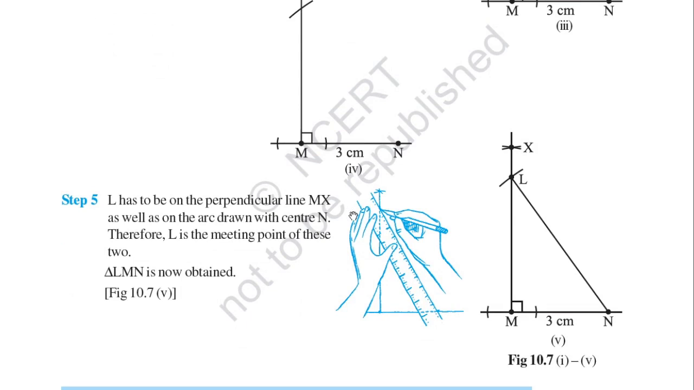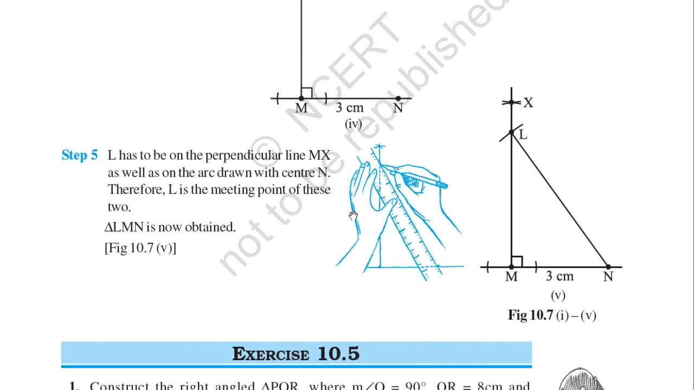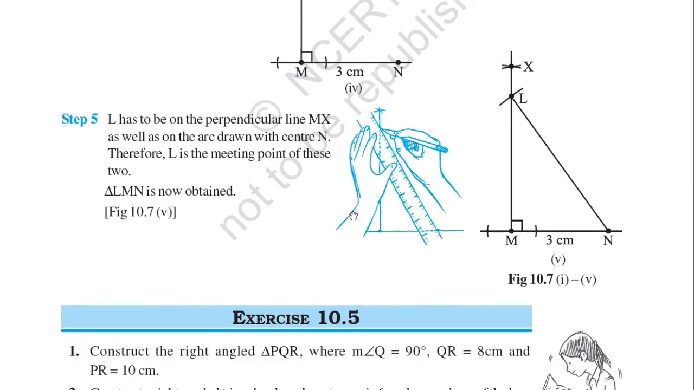So now L has to be on the perpendicular line MX as well as on the arc drawn with center N. Therefore, L is the meeting point of these two. So you can see triangle LMN is now obtained. This one was very easy.